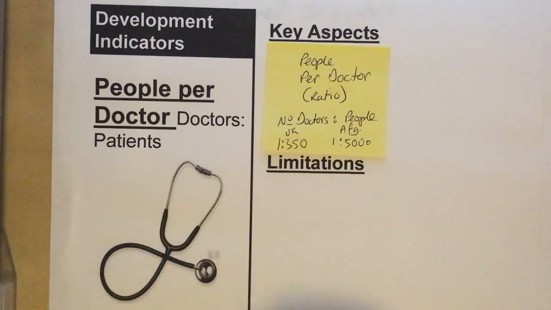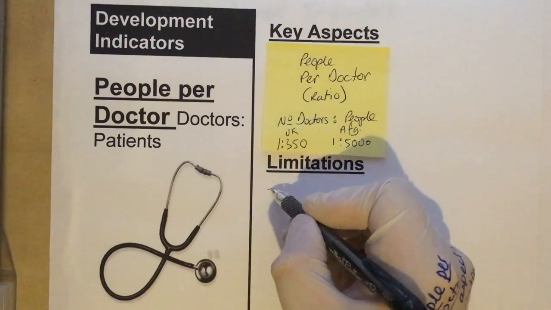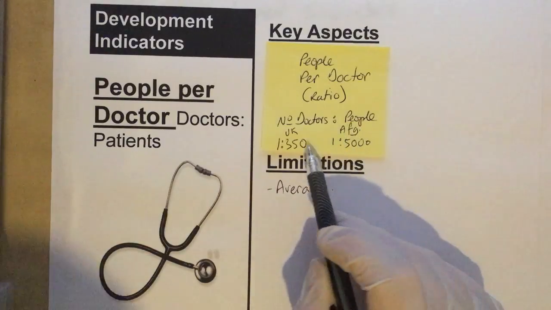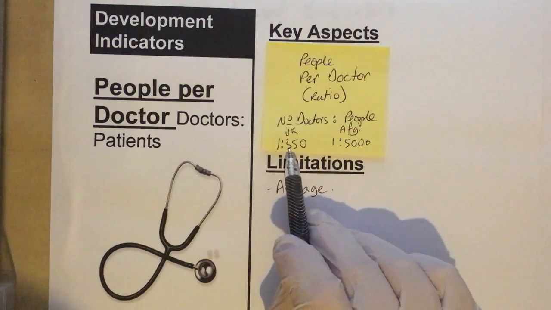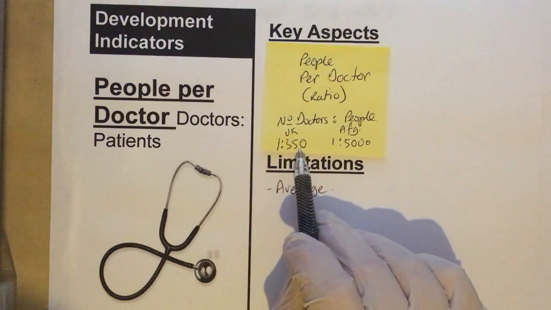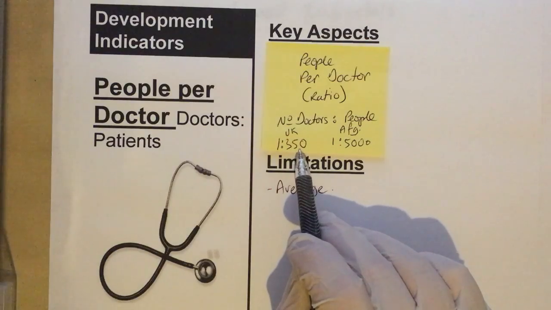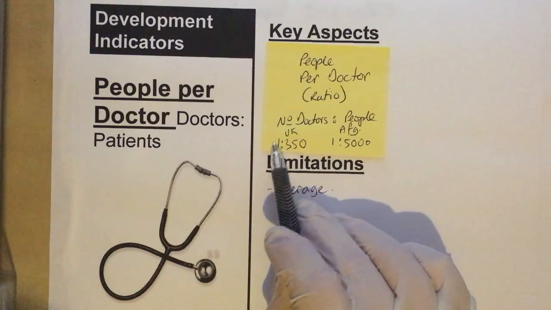Here are some of the limitations that we've got. One, it's an average. So in the UK, each GP doesn't treat 350 people, because of course there are lots of doctors working in the NHS and different areas of the medical profession who are not GPs. So it's not just general practice that we're talking about. There might be some doctors that treat a very, very small number of patients, but they might need intensive care, so that affects that number there.